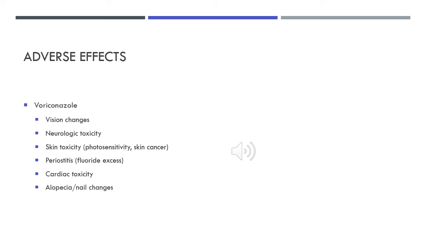And vision changes tend to be really noticeable. Things like abnormal vision, flashes of light, color changes, and this can occur within 30 minutes of oral or IV administration. It doesn't have to be long term. Neurologic toxicity, again, vision changes, like visual hallucinations almost, as well as things like confusion, agitation, myoclonic movements, auditory hallucinations. I mean, these are pretty profound.